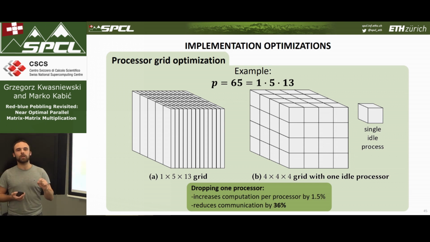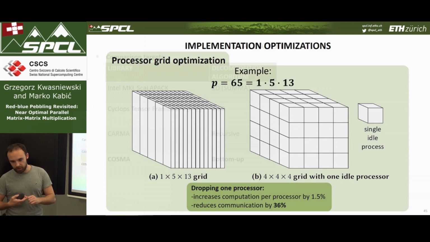But if we are willing to drop just a single rank here, then we can have this communication optimal cubic grid to the right. So in this case, by dropping a single rank, we will increase the load by just 1.5%, but we will reduce the communication by 36%. So we designed a heuristic that guides us how many ranks it is beneficial to drop to decrease the communication volume.